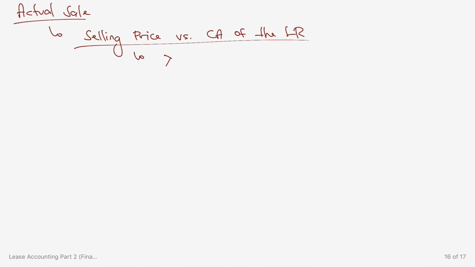If the selling price is higher than the carrying amount of the lease receivable, it means what we receive is greater than what we are selling. So here, we have a gain. But if the carrying amount is higher, we are selling for less, so we have a loss. This gain or loss is part of profit or loss.